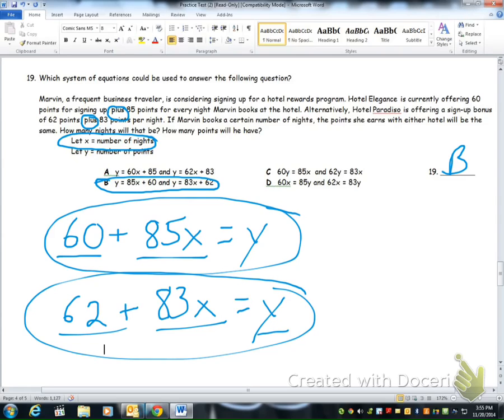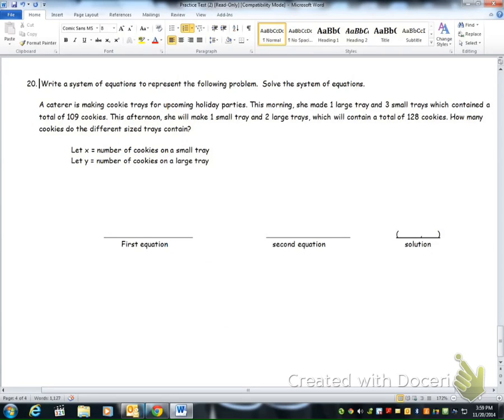Alright, so only one question left. This one's also a word problem, number 20. Only difference is this time instead of talking about a number of nights staying and a nightly cost, this is talking about the number of cookies on a tray and the different size trays. So we have the caterer who's making the trays for the holiday party. It says she made one large tray and 3 small, which contained a total of 109 cookies.